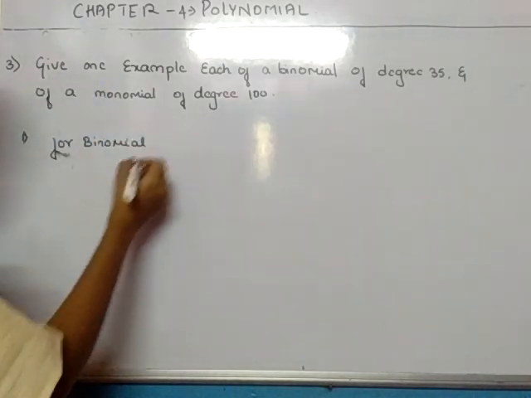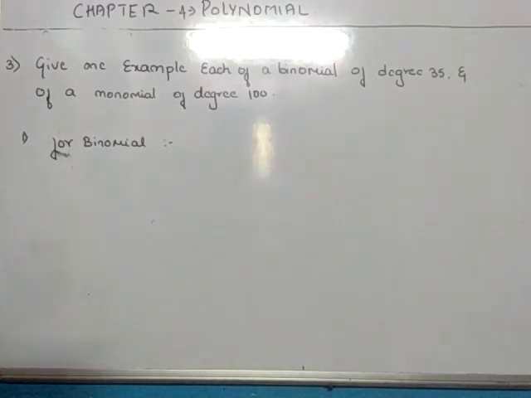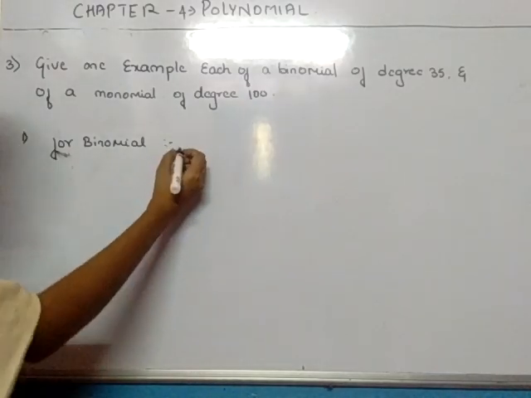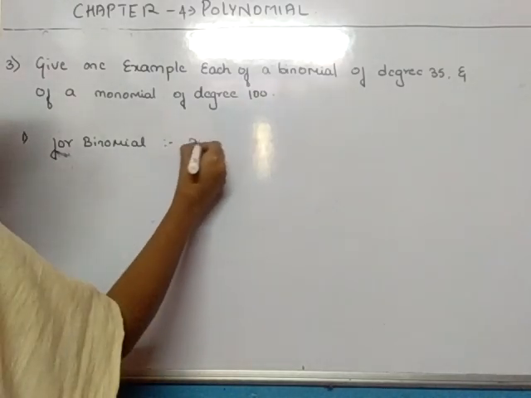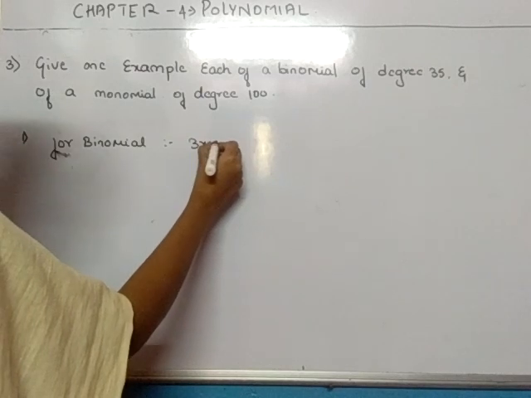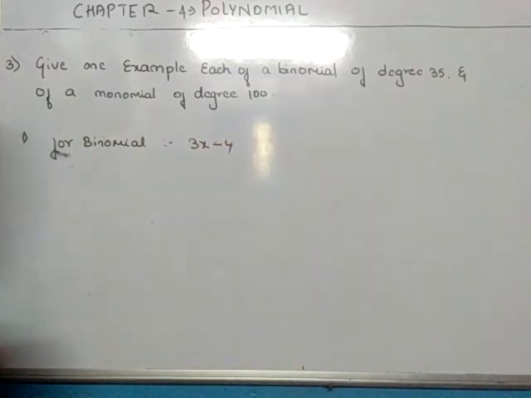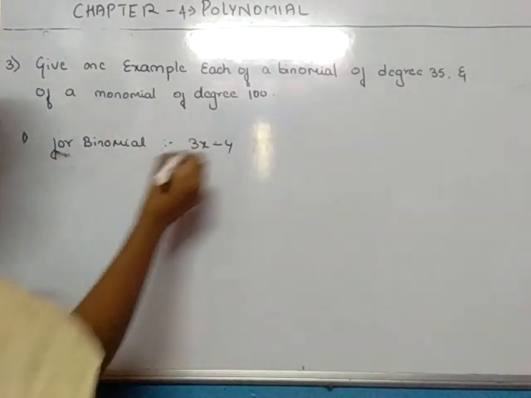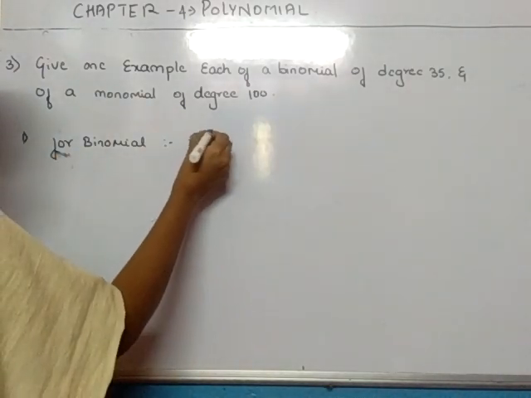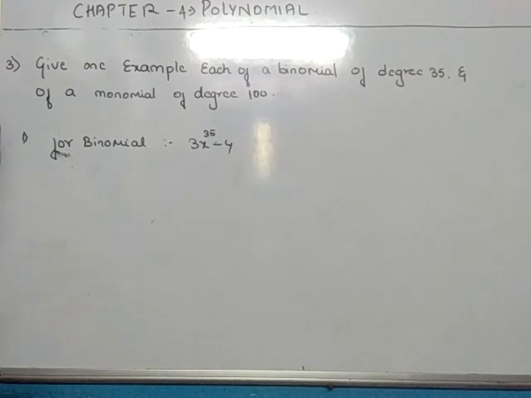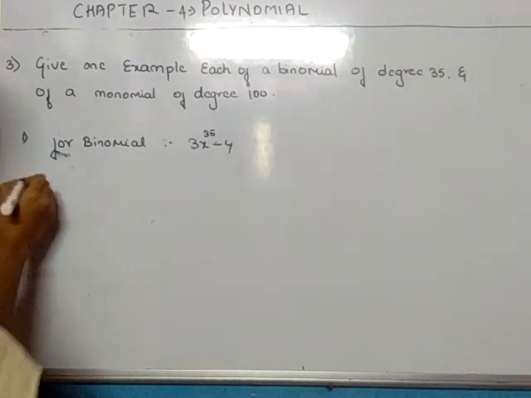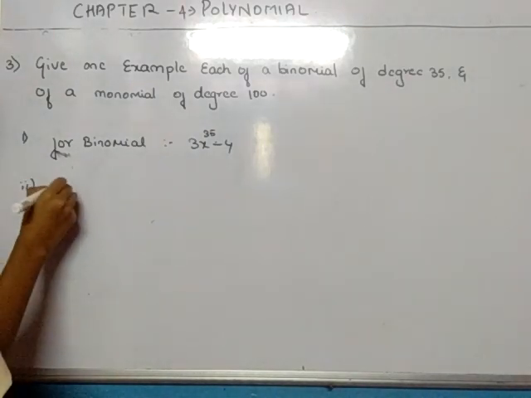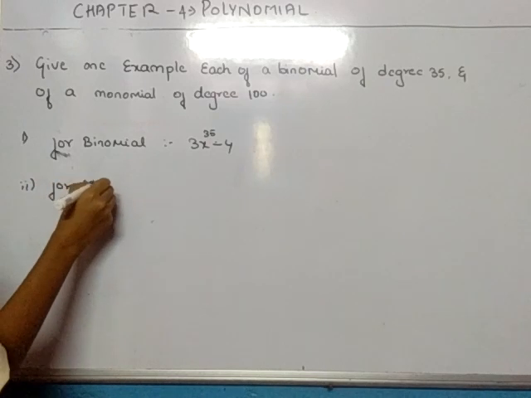For binomial, I am going to give... binomial means what? Two terms, right? So we'll write here two terms first, x minus 4, and the degree must be 35 here. So we'll write the degree of the variable as 35. Right?